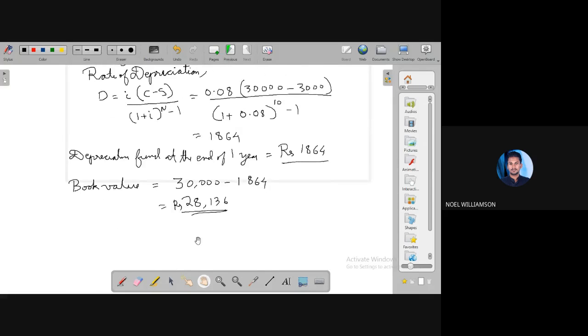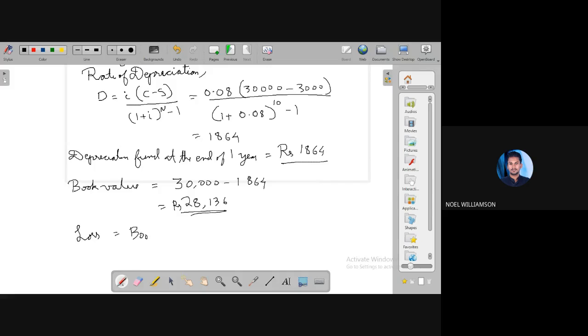So you will have the loss, and the loss will be equal to the difference, that is the book value minus the selling price, that is 28,136 minus 20,000, that is 8,136 rupees. This much amount will be loss.